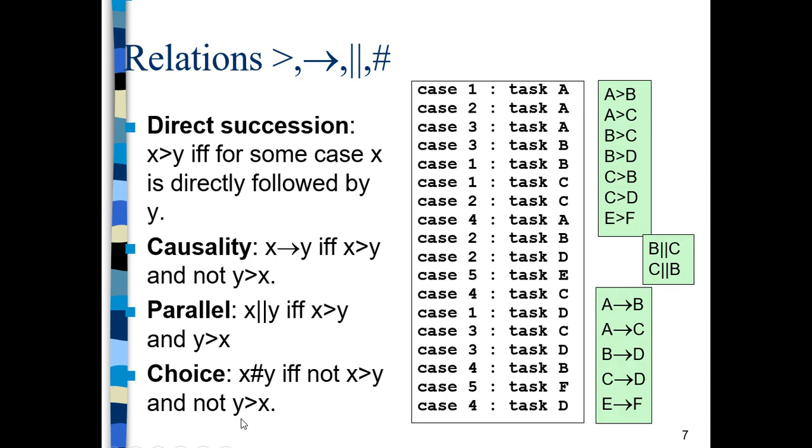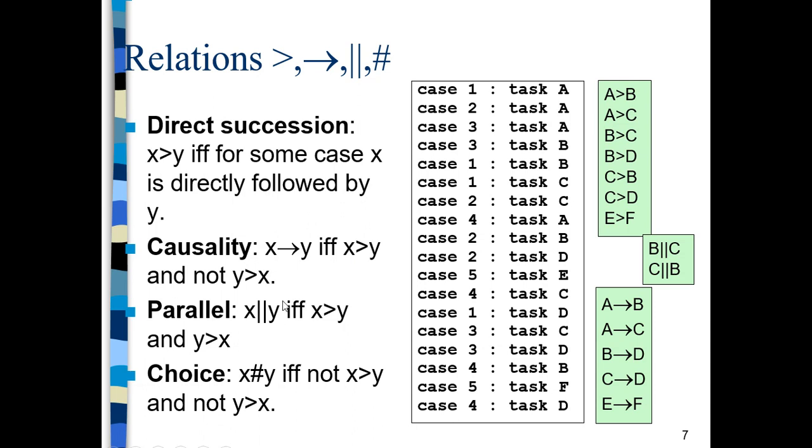So what are the relations defined between the activities? The first is the direct succession relation, denoted by X succession of Y, if in some cases X is directly followed by Y. What is a causality relation? If Y is always followed by X, and X is never followed by Y, it's called a causality relation.